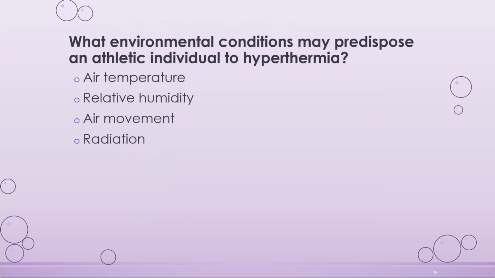Air temperature, relative humidity, air movement, and radiation are all key environmental factors that influence the body's heat exchange and consequently play a significant role in thermoregulation. Here's how each factor affects the body. The ambient air temperature is a crucial determinant of how the body loses or gains heat. In hot conditions, the air temperature is often higher than the body's temperature, which can hinder heat dissipation, leading to an increased risk of hyperthermia. In cold conditions, the body may lose heat to the environment, increasing the risk of hypothermia.